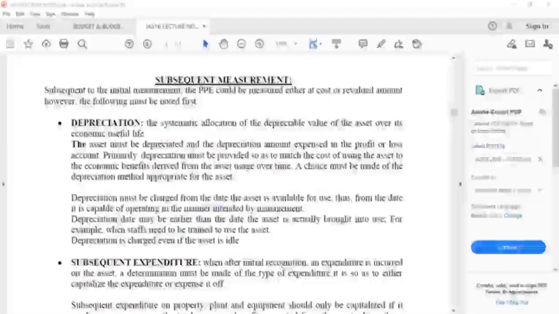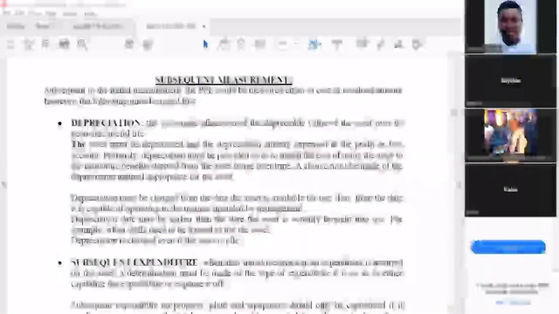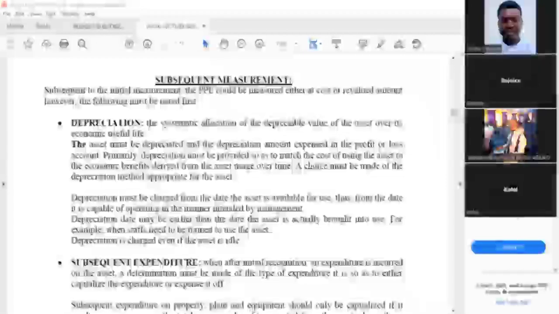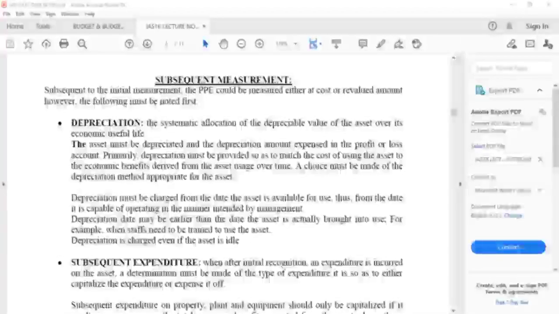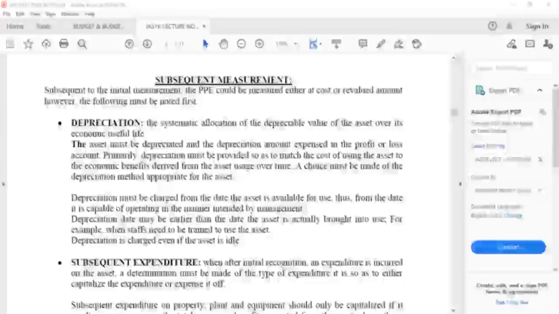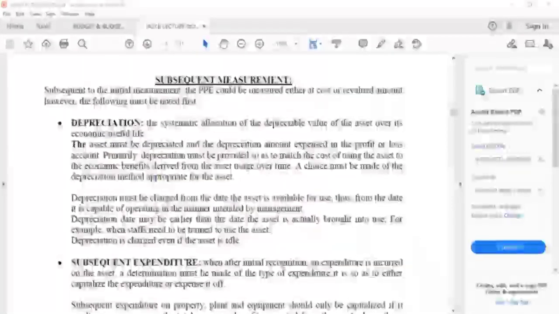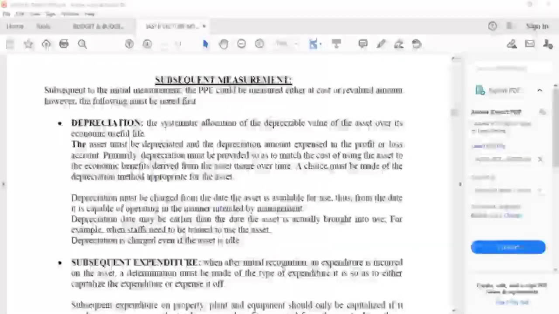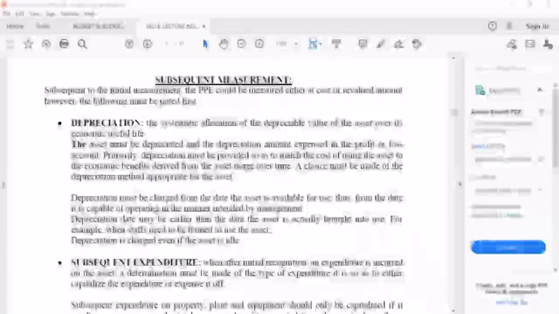Kofi, you have said all. You can only add a subsequent expenditure to the initial cost of the asset if that expenditure is going to extend the useful life of the asset, or improve upon the efficiency of the asset. An example of those expenditures would be changing the engine of the car. You know that the whole car is the engine, isn't it? So after changing the engine, the performance of the car will improve, and the useful life of the car can also change because the car is basically the engine.